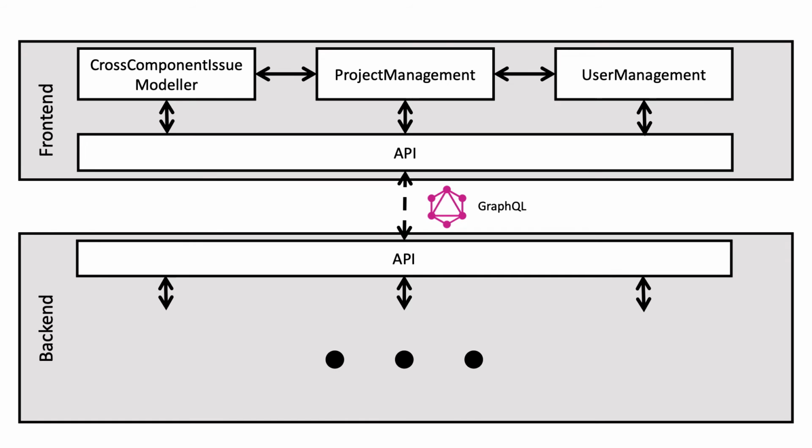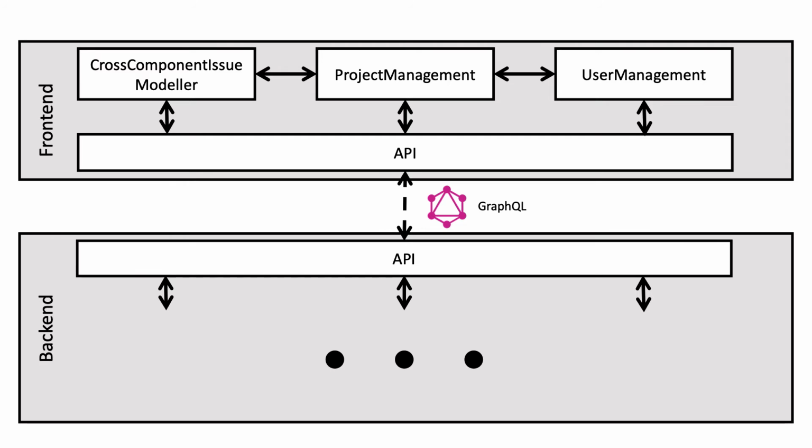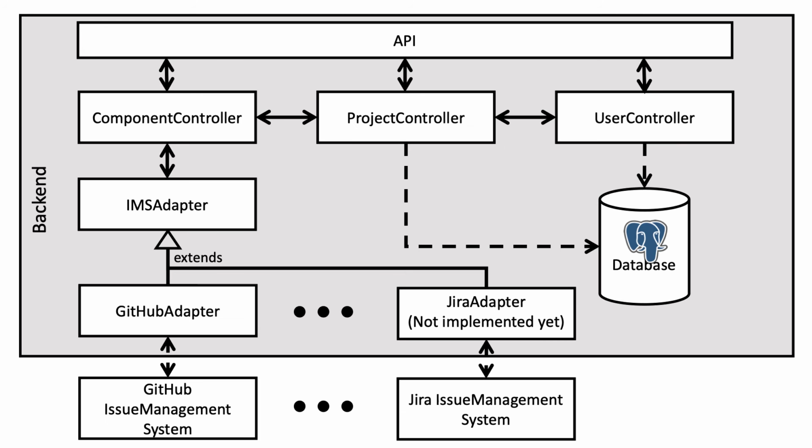Let us take a quick look into the architecture of Gropius. Apart from user and project management functionality, the essential part is the cross-component issue modeler, which implements our graphical language to model cross-component issues. The front end communicates via GraphQL with the backend. In the backend, there are controllers for managing user, project, and component data. The tool uses a PostgreSQL database to store the necessary information about the users, projects, and components.